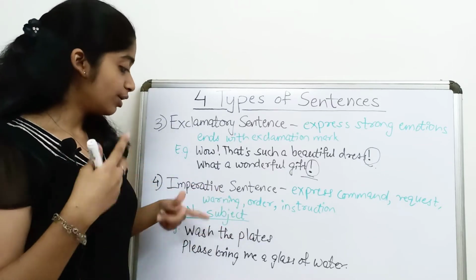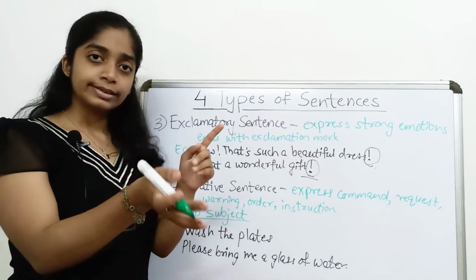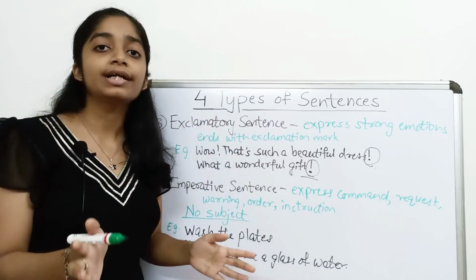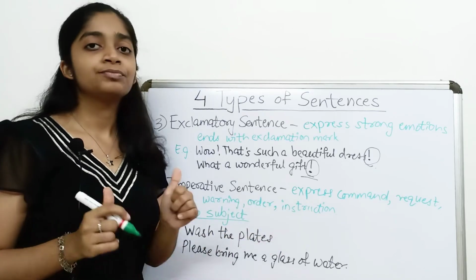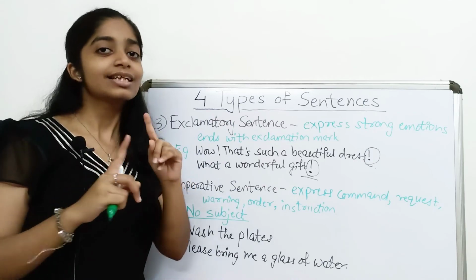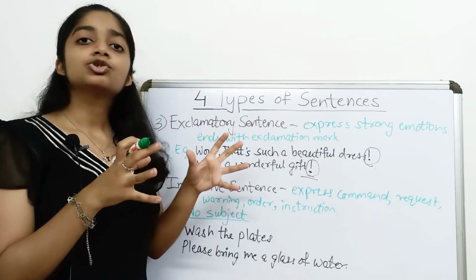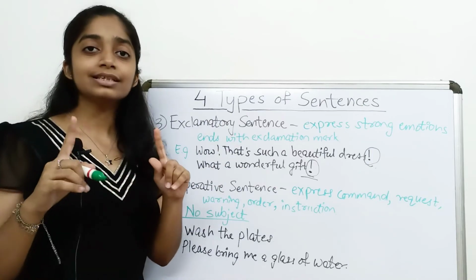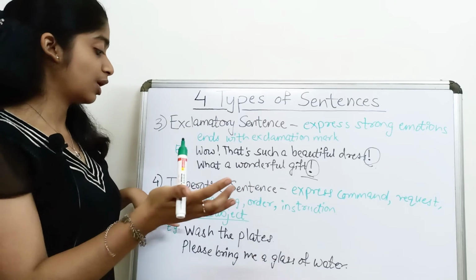Order. I told you, order and command are one and the same thing. Do this, do that, do your homework on time. This is an order. Instruction. First, boil the water. This is an instruction. Then add tea leaves and sugar in the water. This expresses instructions. I am giving instructions to someone.